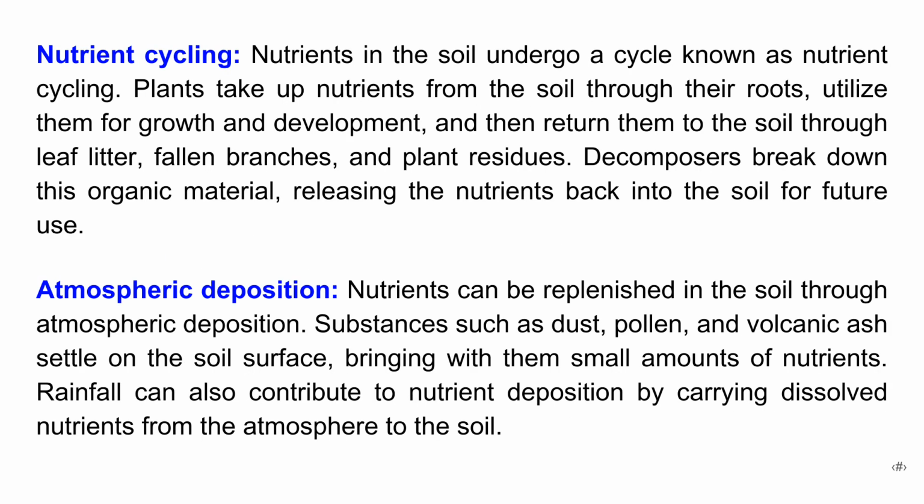Nutrient cycling. Nutrients in the soil undergo a cycle known as nutrient cycling. Plants take up nutrients from the soil through their roots, utilize them for growth and development, and then return them to the soil through leaf litter, fallen branches, and plant residues. Decomposers break down this organic material, releasing the nutrients back into the soil for future use.